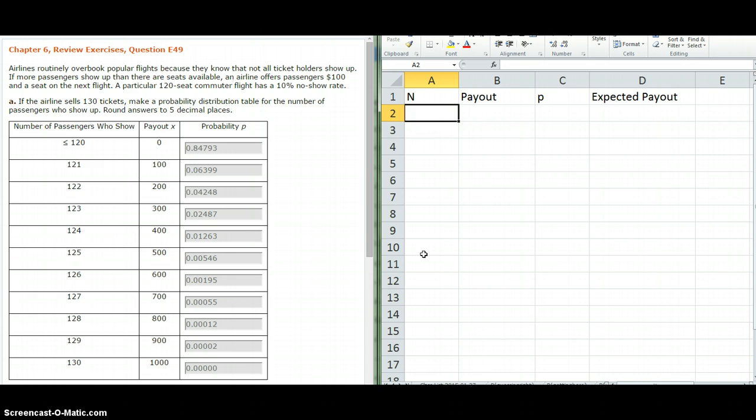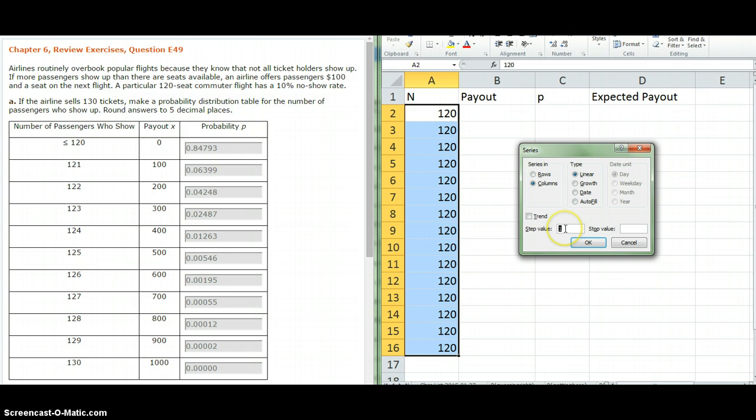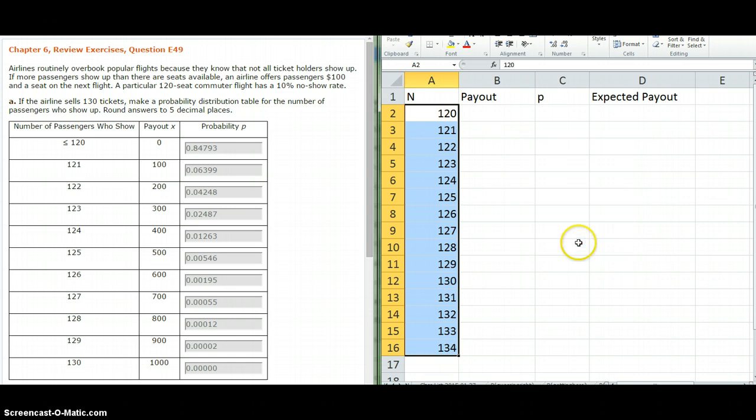So I'm going to create a chart here in Excel that's going to make this much simpler. I'm just going to start with 120. I realize it's less than or equal to 120, but that one's really not going to matter anyway. And I go up to the down arrow, which is the series. This time I'm going to step every time by 1 here. And I'm just going to delete off these that don't matter.